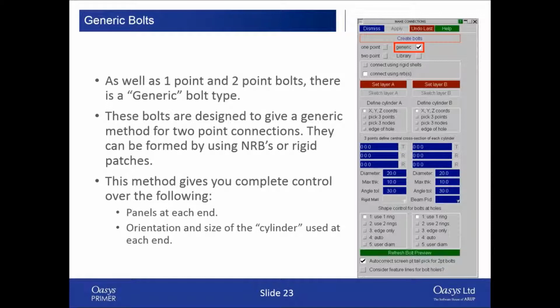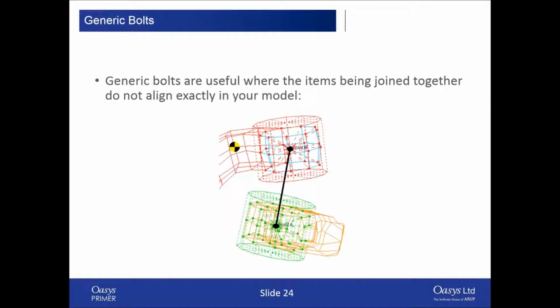Generic bolts are really for situations where you want much more control over how the geometry of the bolt is defined. They can be useful in situations like this, shown in this image, where you have maybe some parts that don't quite line up as they probably should in reality, but you still want to create a finite element representation of a bolt in there. And so you can use generic bolts. You can see here there's a red cylinder and a green cylinder that don't line up. So you can quite easily use generic bolts to create this.